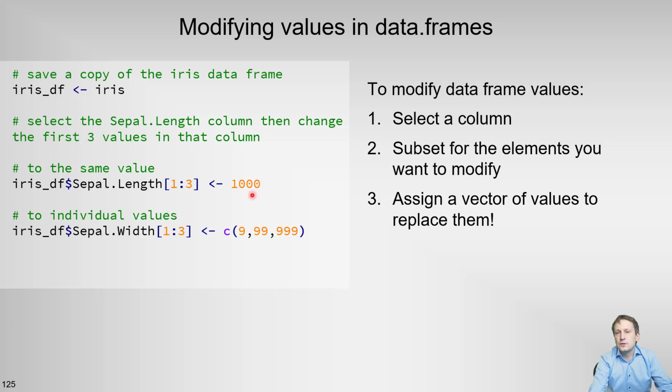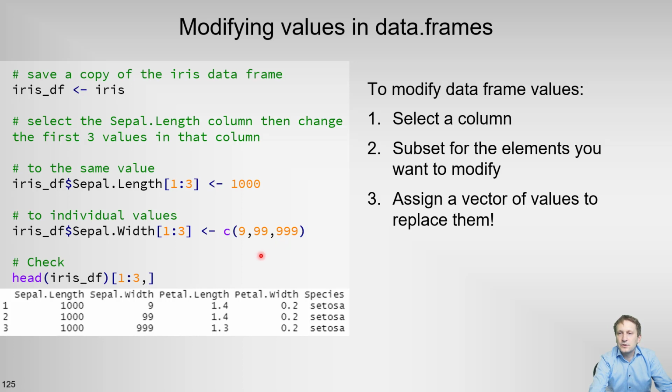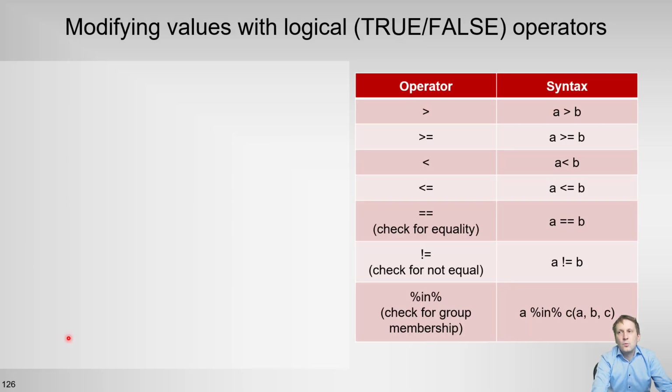We could also replace those 3 values with individual corresponding values. Let's say 9, 99, and 999. Let's just check that the first command worked, and indeed it replaced the first 3 elements of sepal length with 1000. One other trick or useful tool for modifying values and selecting values is to use logic.